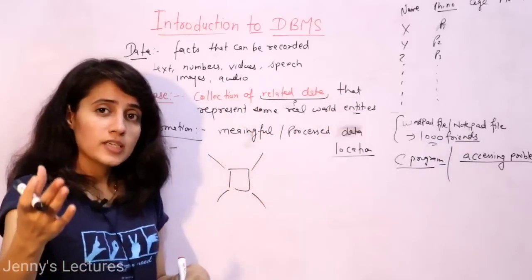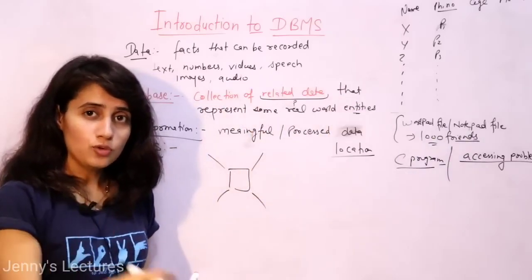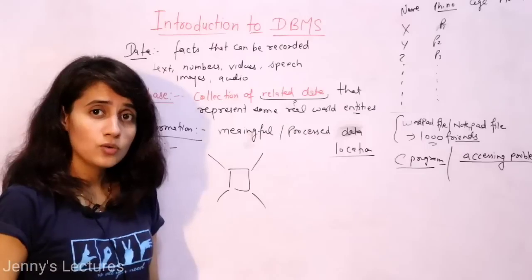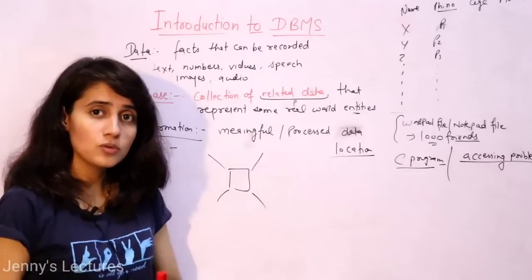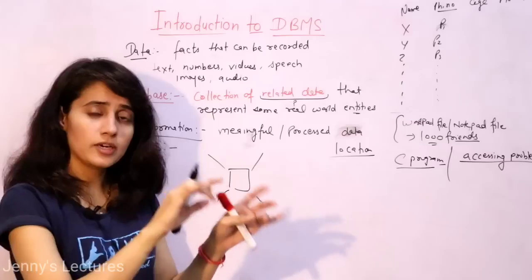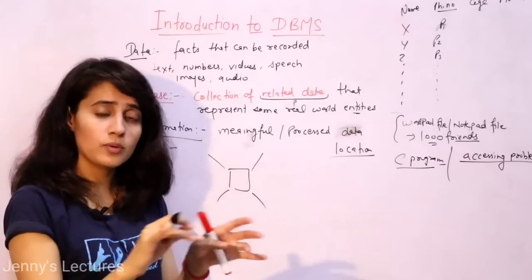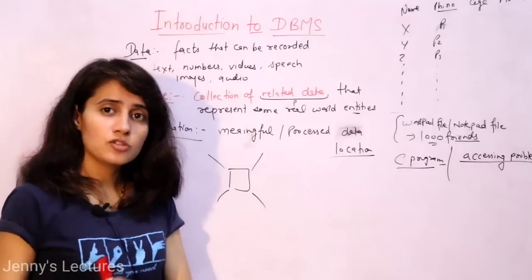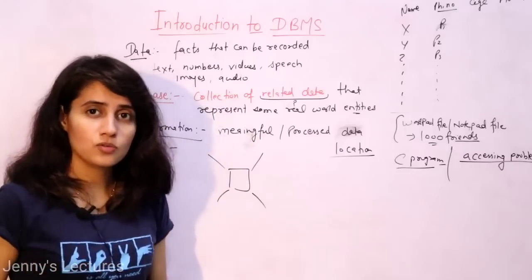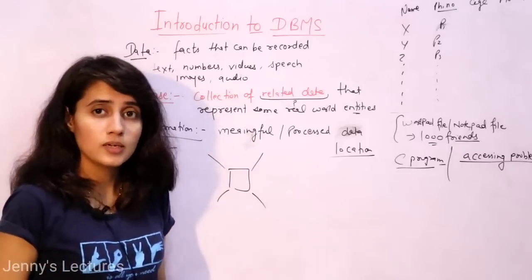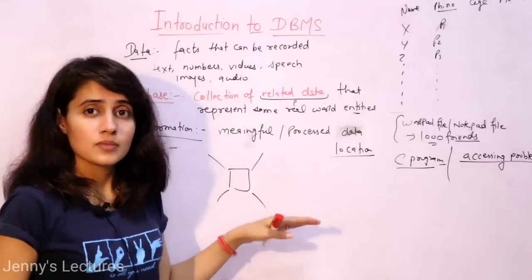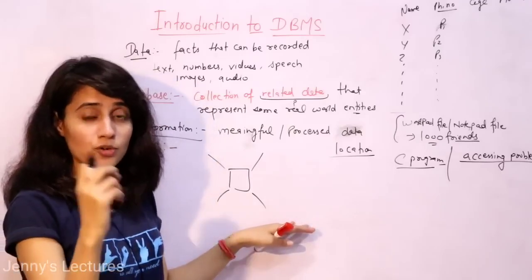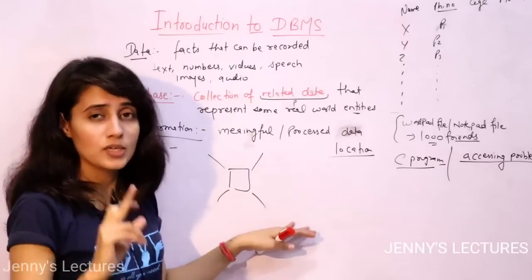Now see, if you are accessing a video on YouTube, do you know the location of that video? Do you need to mention the location of that video? You just write the name of that topic or the video, or maybe the name of that channel, and you will get the playlist of that channel. You will get all the videos. You don't know the location, right? That is the beauty of DBMS, which we will discuss later.